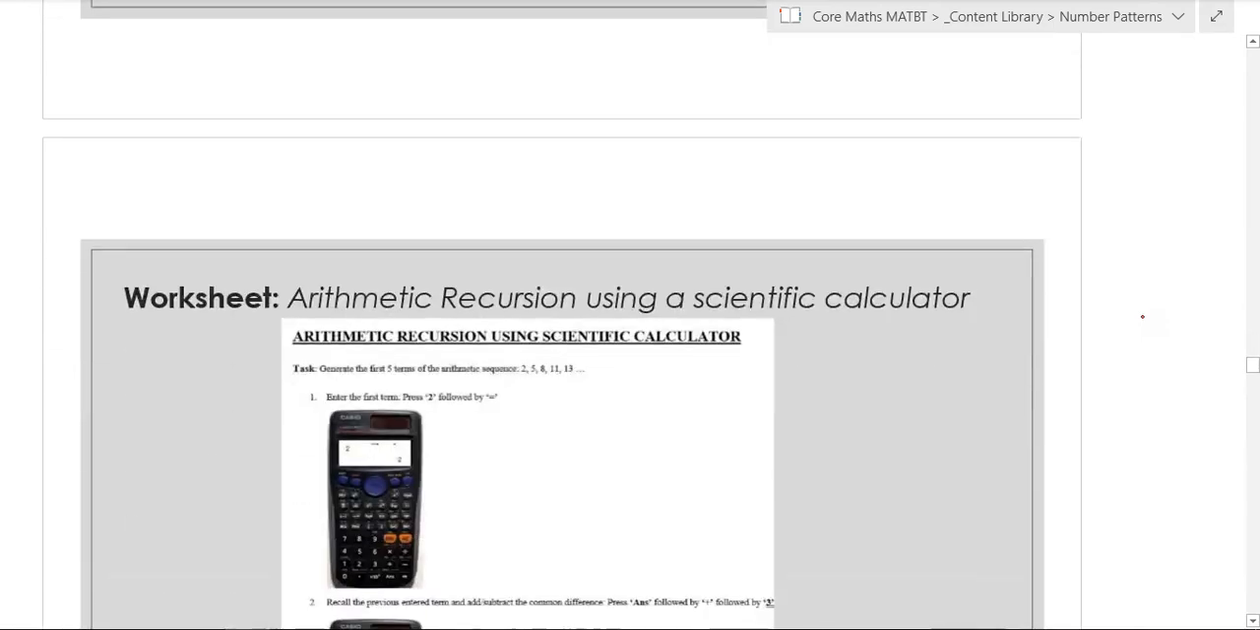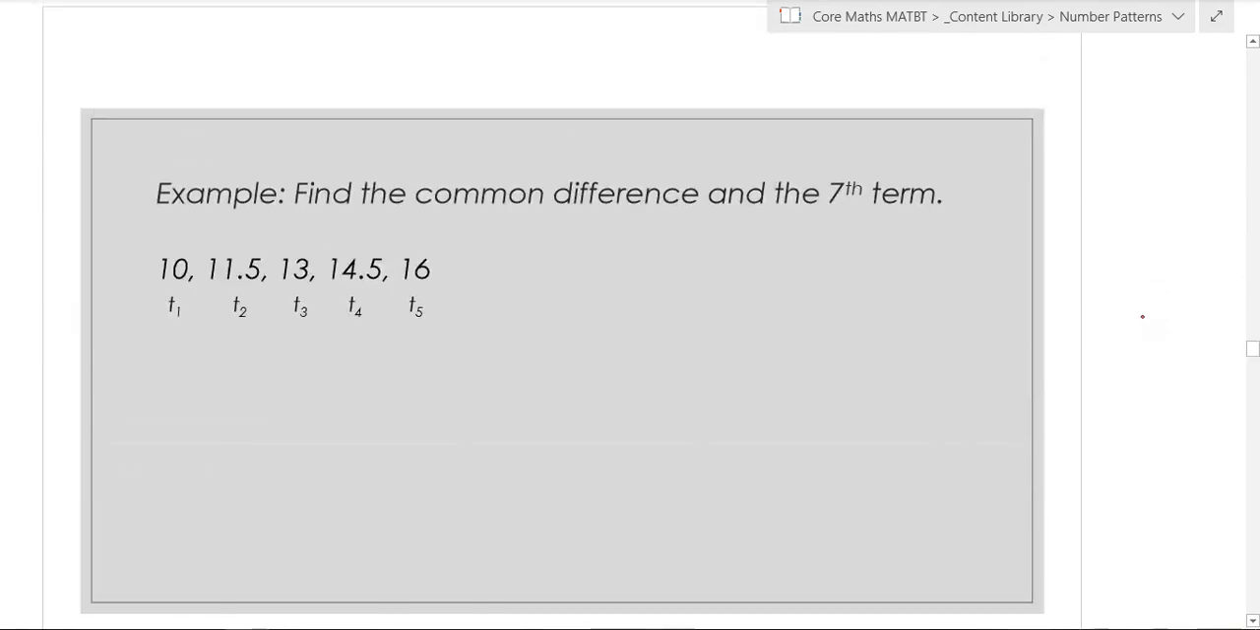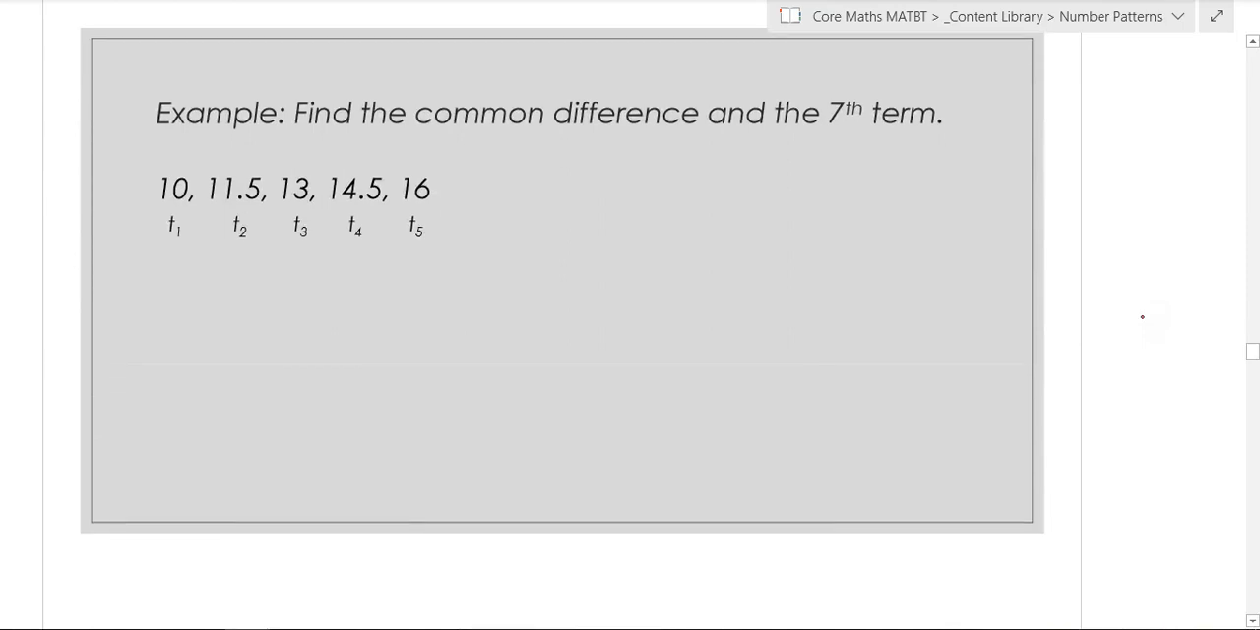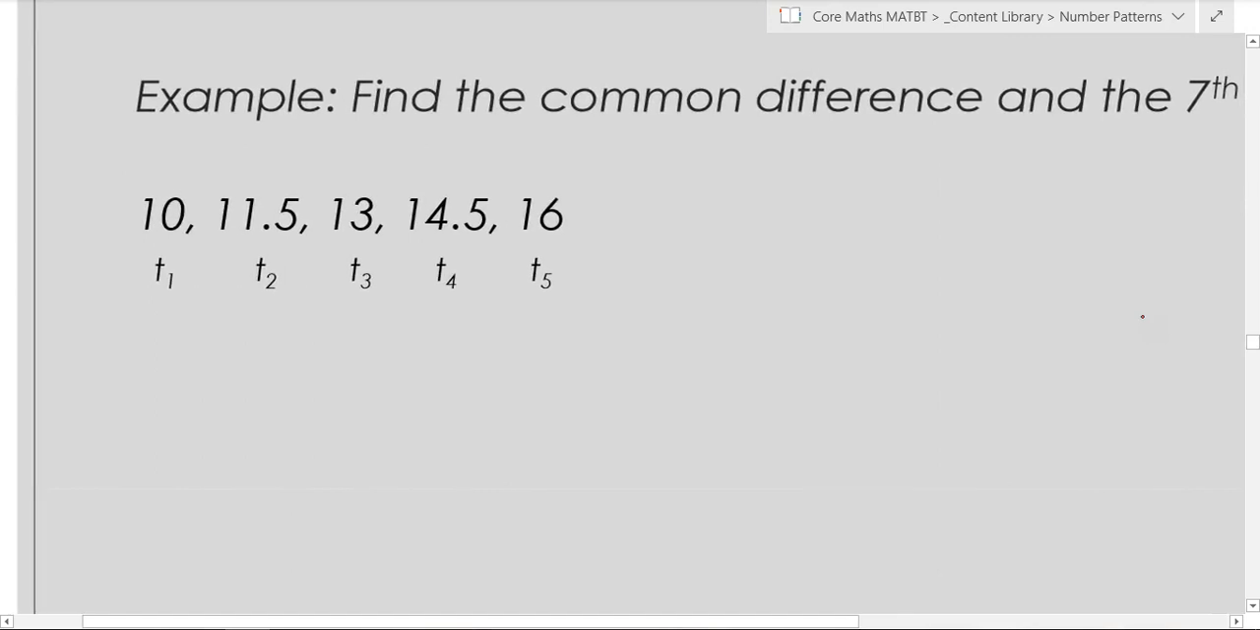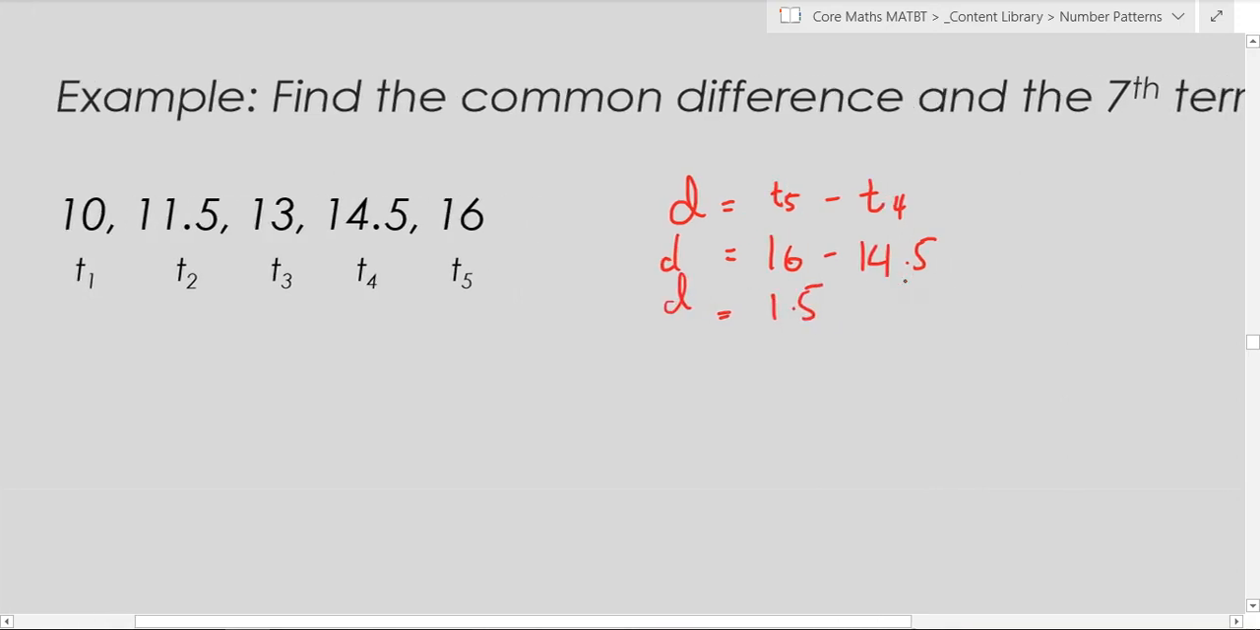All right, I've got a couple more and we're done. So find the common difference and the seventh term here. So we're going to find the common difference first. Remember the rule, any term minus the previous. So I might just go with T5, take away T4, and that would equal 16, take away 14.5, which equals 1.5. Might test it just once more.